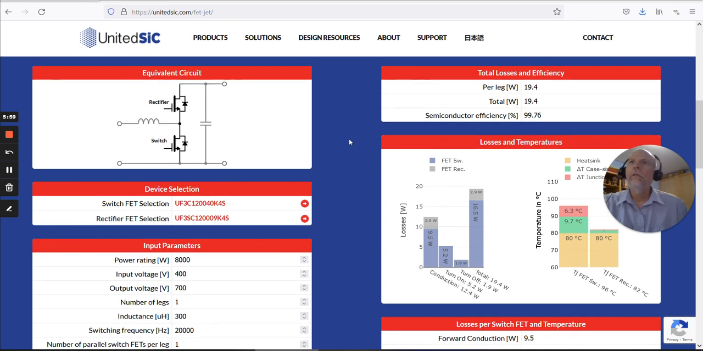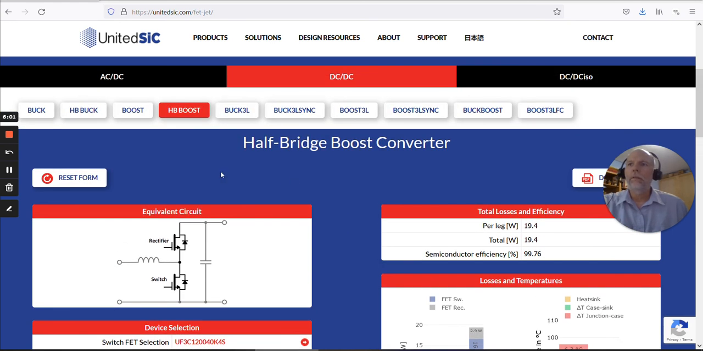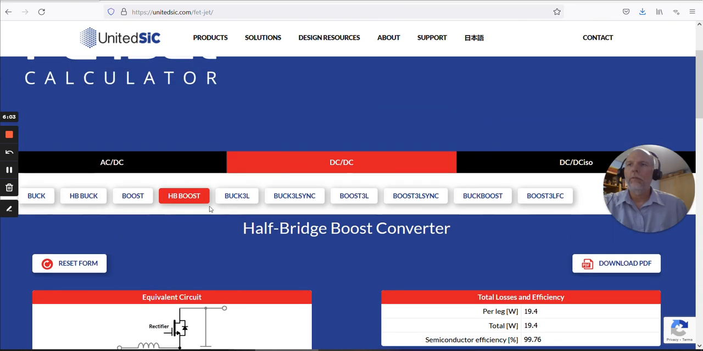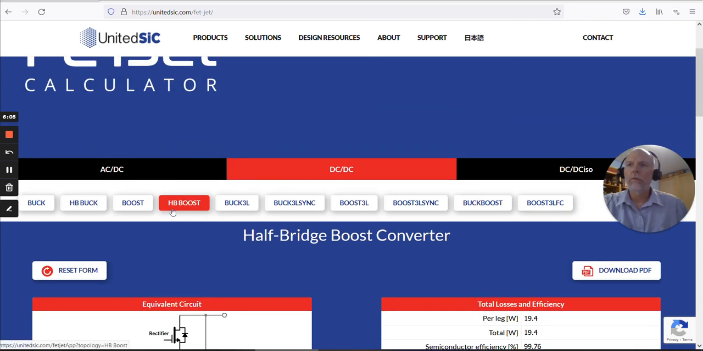So again, this is a useful feature in FET-Jet version 2 for the half bridge boost, half bridge buck, 3-level synchronous buck, and 3-level synchronous boost topologies. Hope you find this useful.